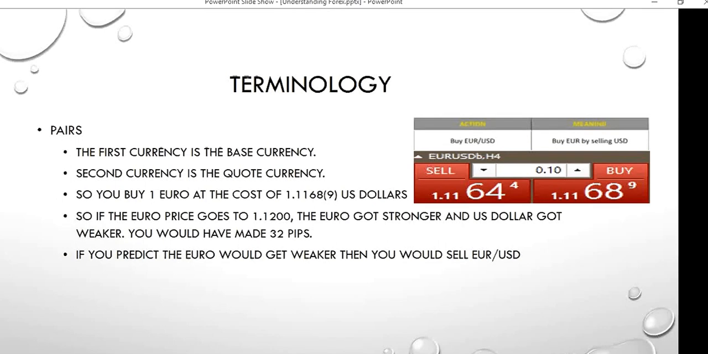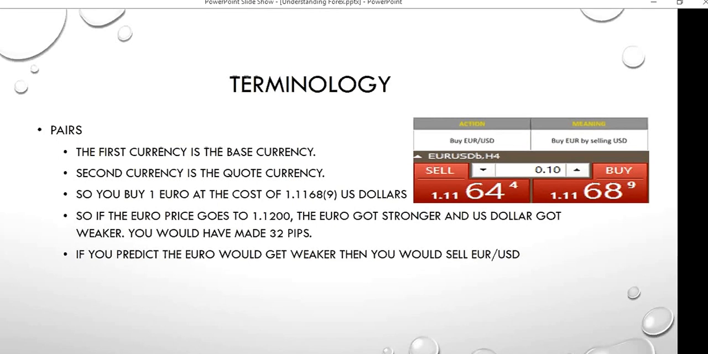I'll ask anybody out there, 32 pips is a big deal depending on how much you put down. On this trade, it would actually make quite a good difference. And I think a lot of people are happy with clean pips or positive pips.